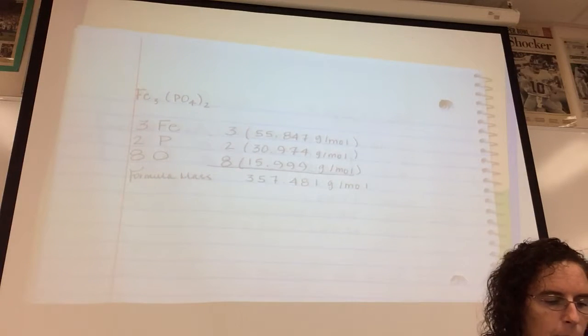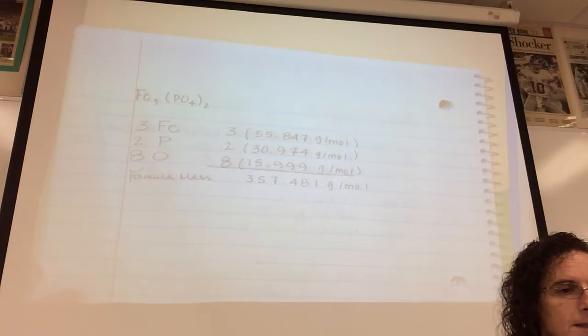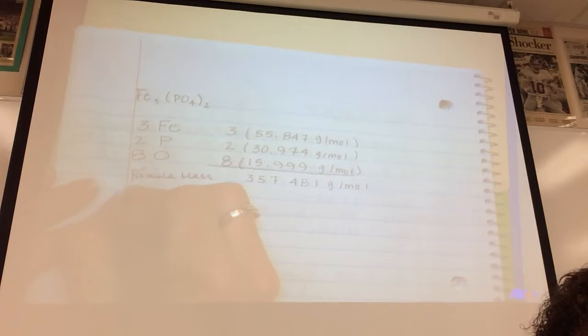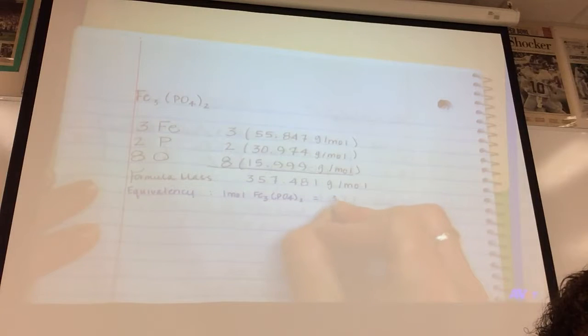So very systematically. They didn't ask you to write an equivalency, but I just want to point this out to you. If asked to write an equivalency, that would be 1 mole of the substance is equal to the mass in grams.